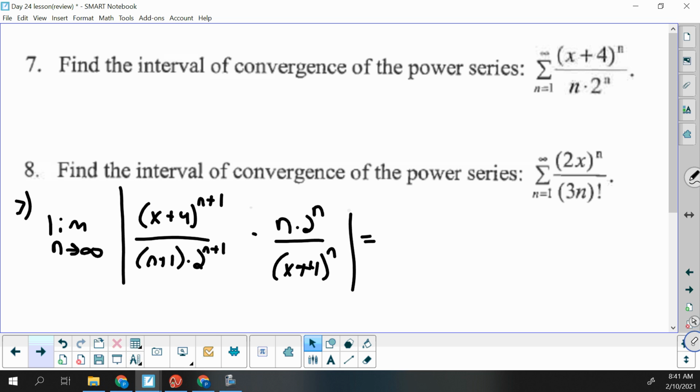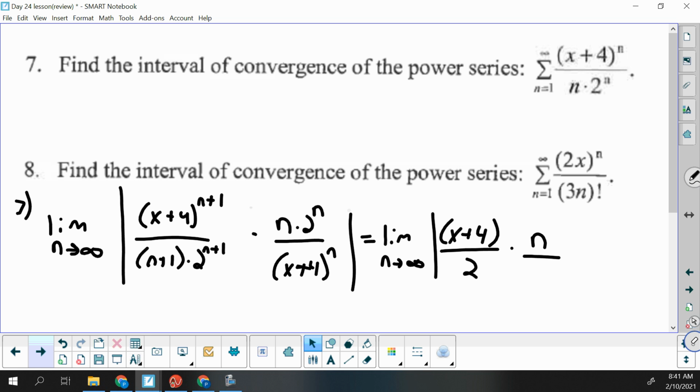Absolute value equals, this will be the limit as n approaches infinity. So we've got a whole bunch of x plus 4s. All of them except for 1 is going to wipe out. We have a whole bunch of 2's. All but 1 on the bottom is going to wipe out. And then we'll be left with an n over an n plus 1. Well, as n goes to infinity, that second fraction, because it's the same degree, will approach the leading coefficients' ratio, which is 1 divided by 1.